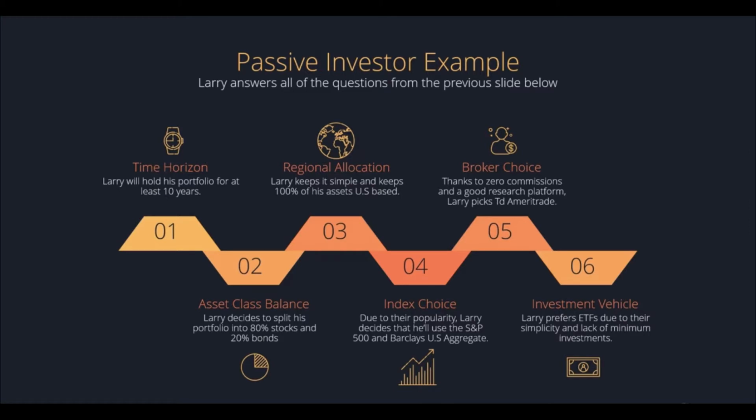So for the index choice, two very popular options: the S&P 500, which we've mentioned several times at this point, and the Barclays US Aggregate, which is representative of bonds. And then for investment vehicle, ETFs are far simpler and usually have less rules in place than mutual funds. I think they're a lot easier to understand, and a lot easier to get started with. So I believe that ETFs are far superior to mutual funds. Therefore, in this presentation, Larry prefers ETFs over mutual funds. Of course, if you want to use mutual funds, that's perfectly fine.